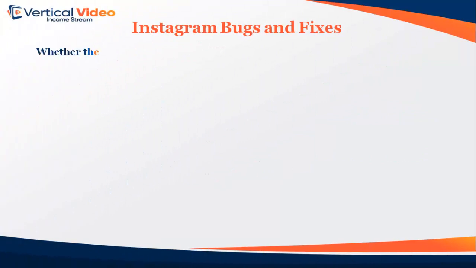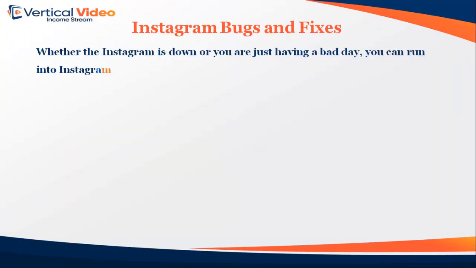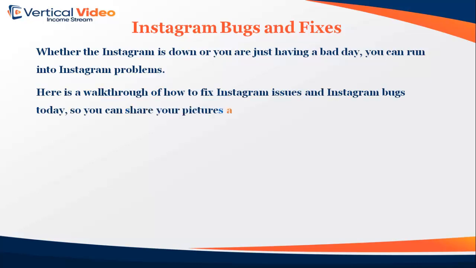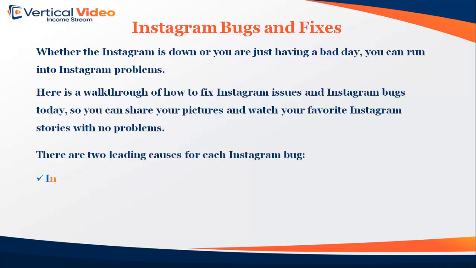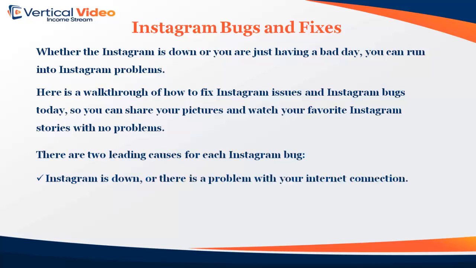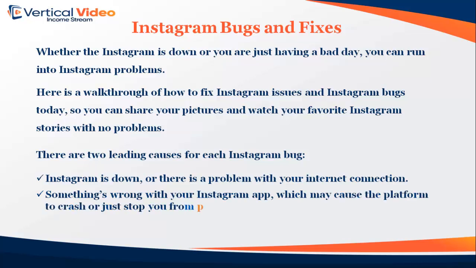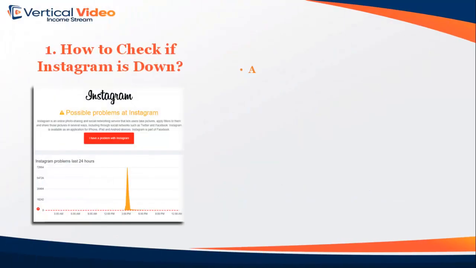Instagram bugs and fixes. Whether Instagram is down or you are just having a bad day, you can run into Instagram problems. Here is a walkthrough of how to fix Instagram issues and bugs today, so you can share your pictures and watch your favorite Instagram stories with no problems. There are two leading causes for each Instagram bug. Instagram is down, or there is a problem with your internet connection. Or something's wrong with your Instagram app, which may cause the platform to crash or just stop you from posting on Instagram.